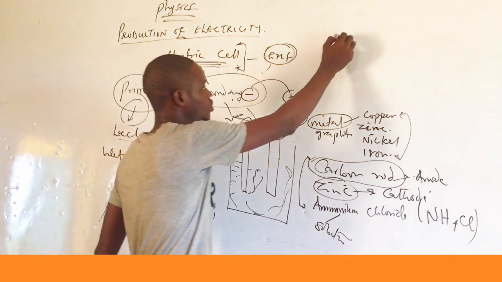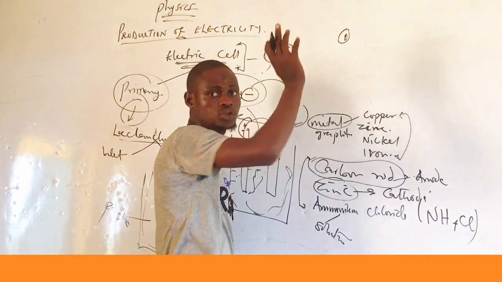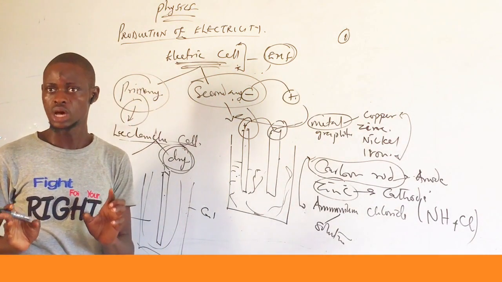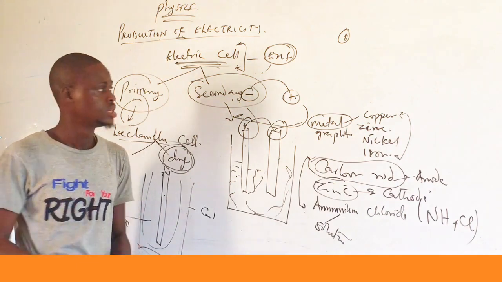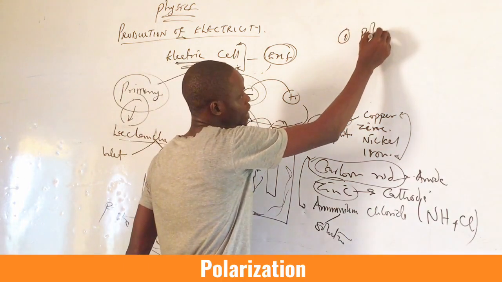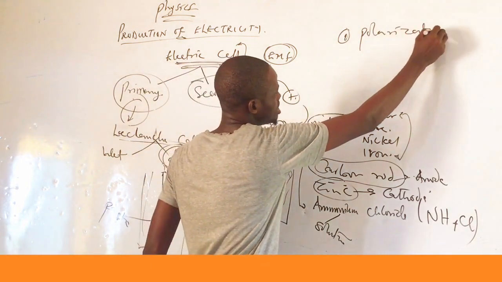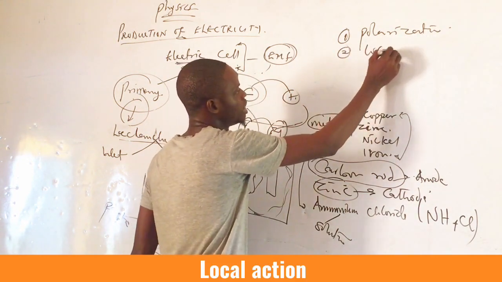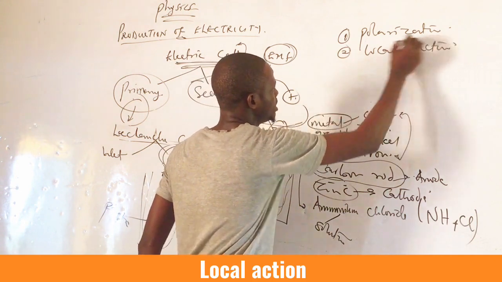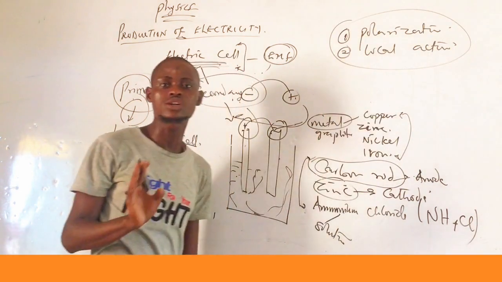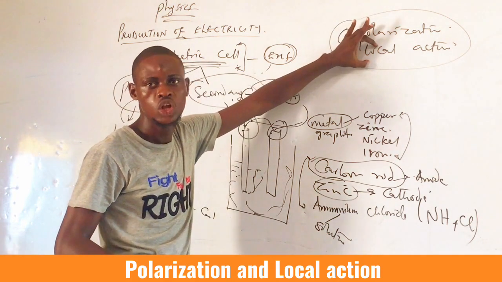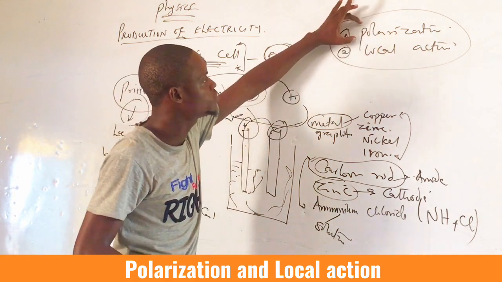There are two different types of defects of simple cells. The first one is what we call polarization, and the second one is what we call local action. Now, these two are the defects of simple cells. We have polarization, and we also have local action. Now, what is polarization?